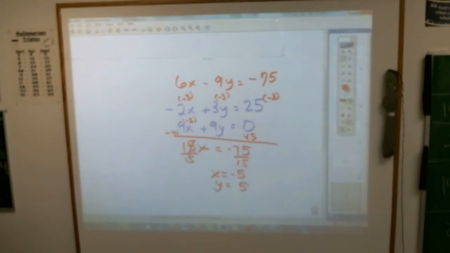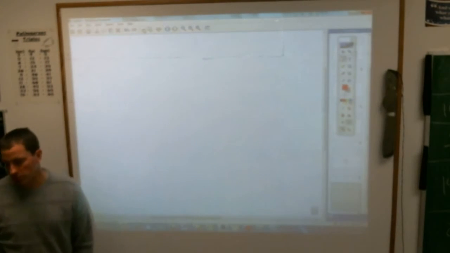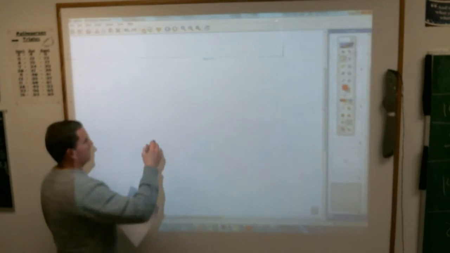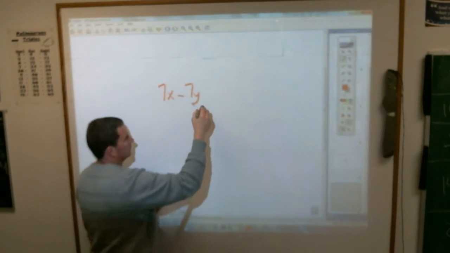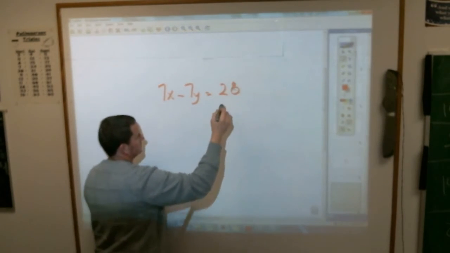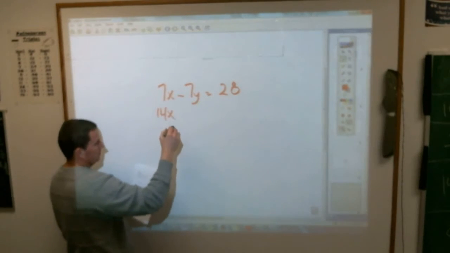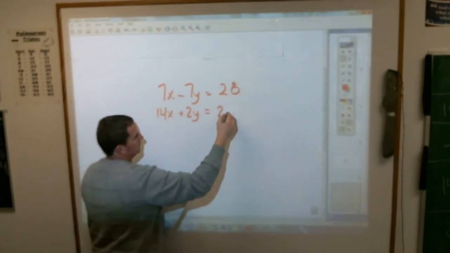How about you, right now, problem number 8. See if you can do problem number 8. See how far you get with it. And I know this is good, so we'll give you a little leeway on this. 7x minus 7y equals 28, and 14x plus 2y equals 24.